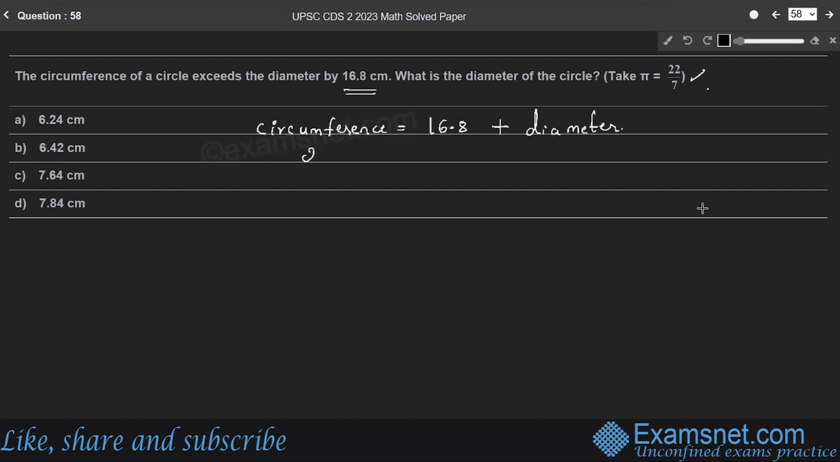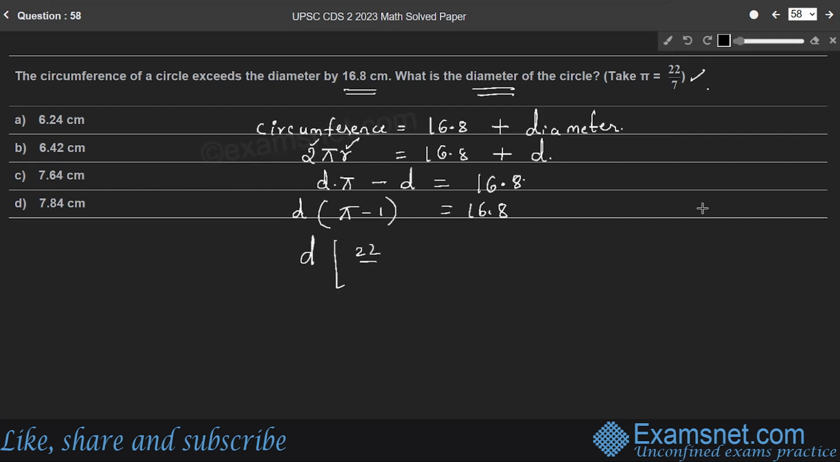So the formula says 2 pi r, the circumference of the circle, is equal to 16.8 plus d, where d is the diameter of the circle. Here we need the diameter of the circle, right? So 2r is nothing but the diameter, into pi, minus diameter. Take this diameter to the left hand side, is equal to 16.8. So diameter into pi minus 1 is 16.8. Simplify it. Diameter into 22 by 7 minus 1 is 16.8.